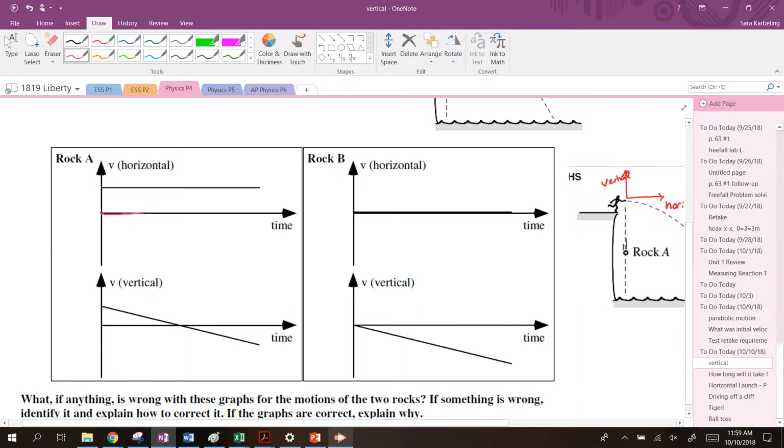Absolutely, a line on the x-axis. Just like that. Okay? So we're going to fix that one. We're going to get rid of that. That is wrong.